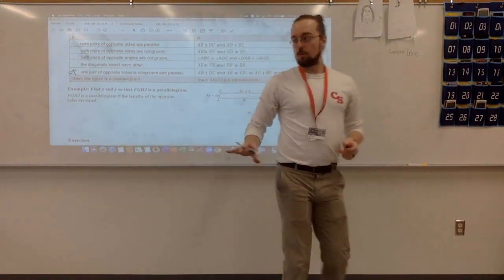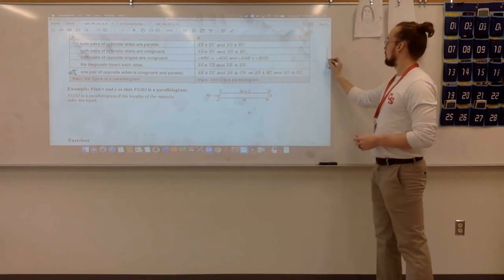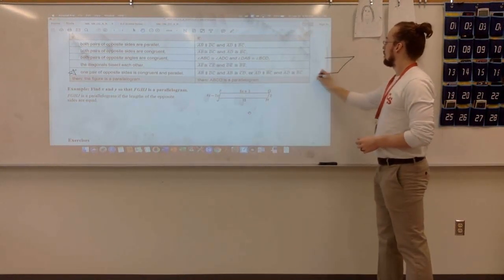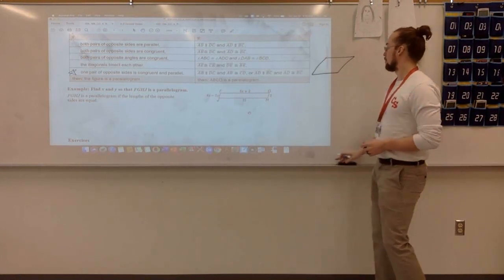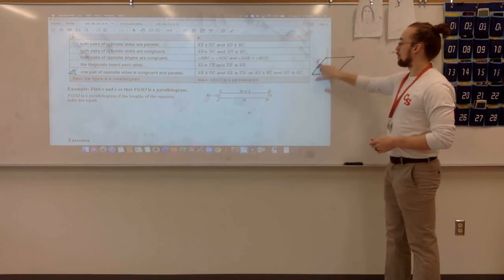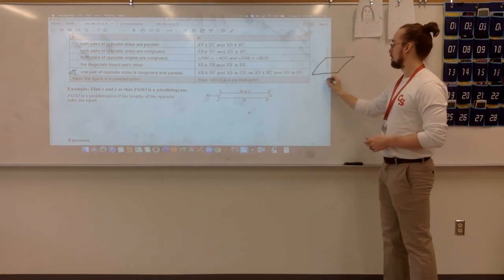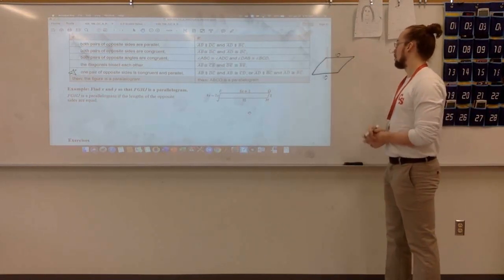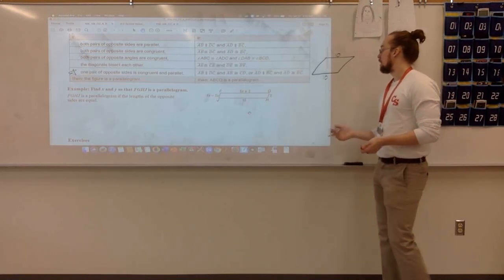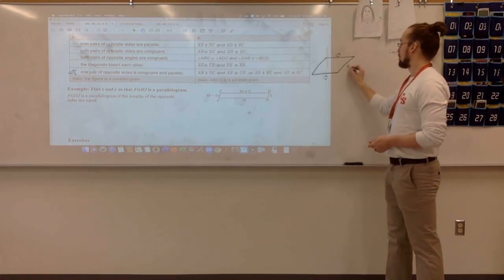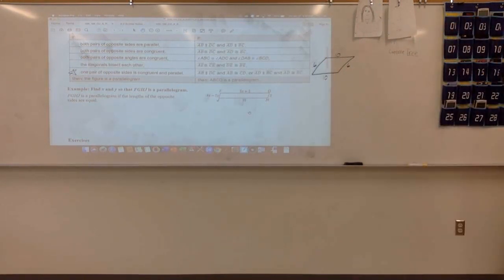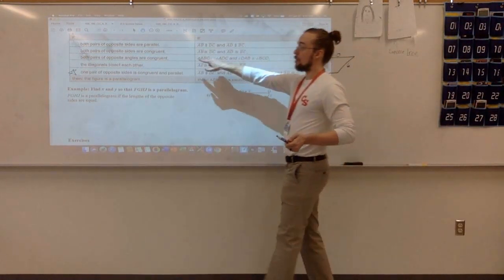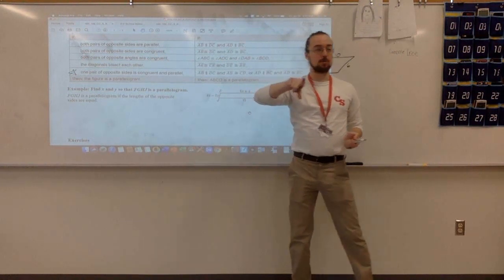So before we look at this example down here, let's say we have some figure like this, and we are given that these two sides are 10 and these two sides are 6. Is that enough information to say that this is a parallelogram? Yes, because we know both pairs of opposite sides are congruent.